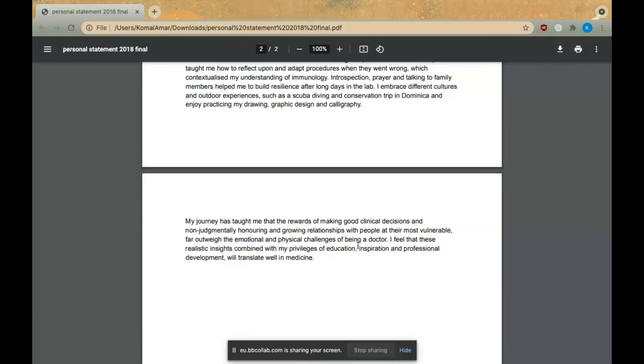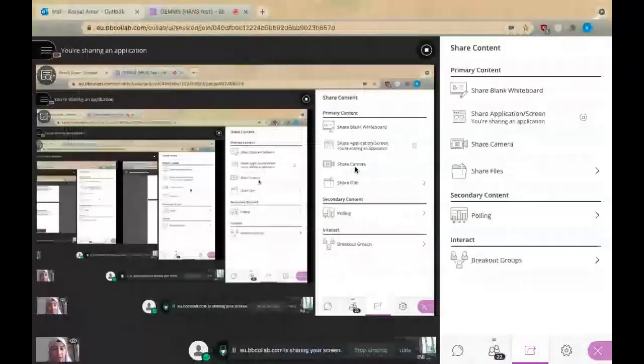So I reiterated some of the points I made throughout my personal statement and talked about how I feel my realistic insights, with all my other experiences and education, will translate into medicine. Just a really nice, simple way to end it, but you just need to talk about the good and the bad, I guess, in the conclusion. So that's everything that I can think of.